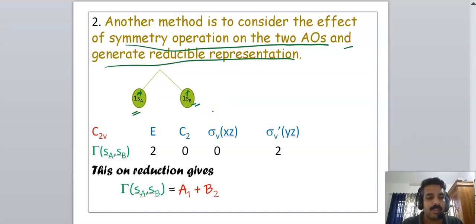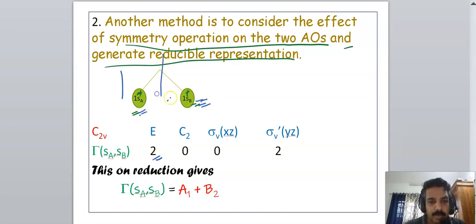Therefore, during a symmetry operation, we have studied that if the position of an orbital changes, it does not contribute to the character. Only the orbital whose position is retained will contribute to the character of the reducible representation. Okay, and we know that during the E operation, there is no change in the position of 1sA and 1sB. Therefore, the character will be 2. Two orbitals do not change position.